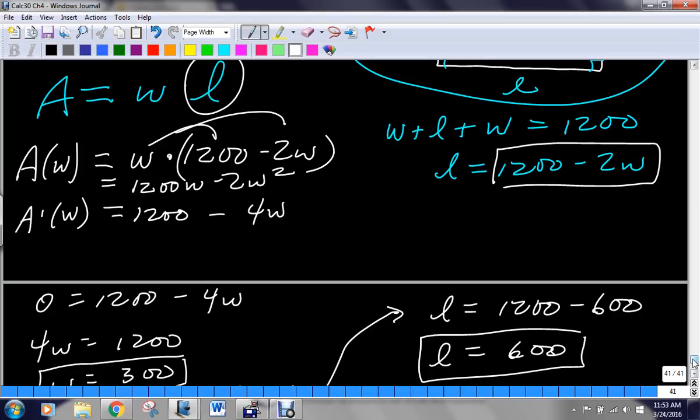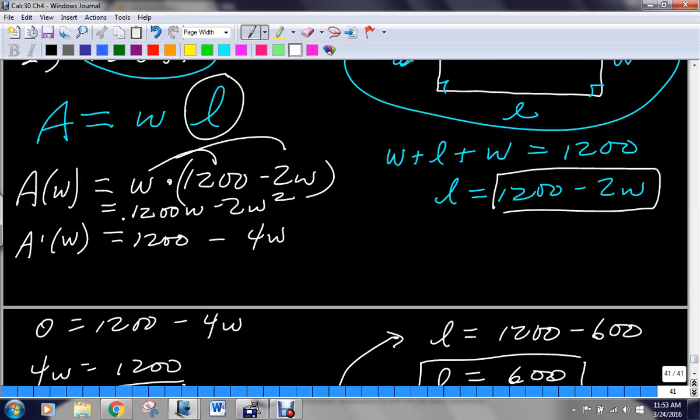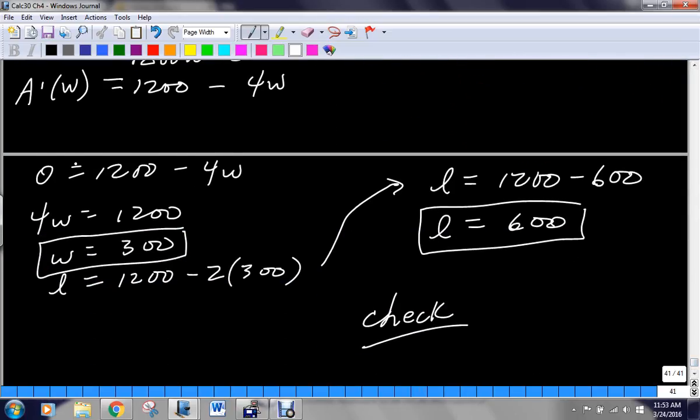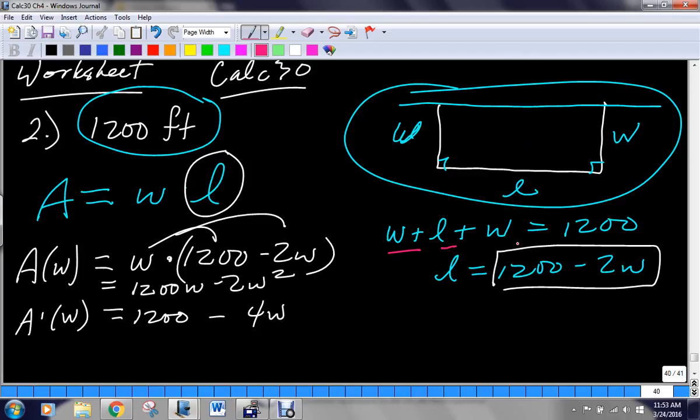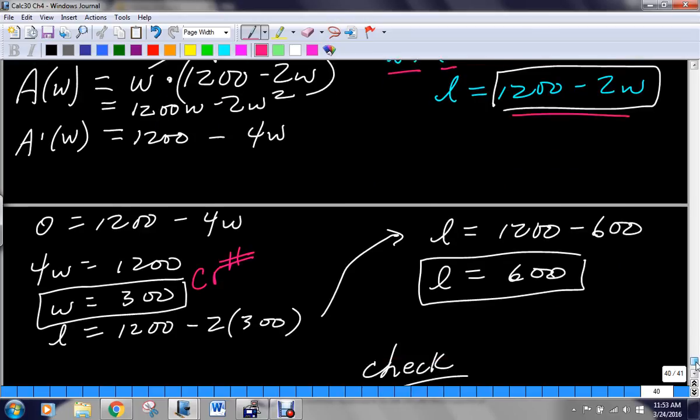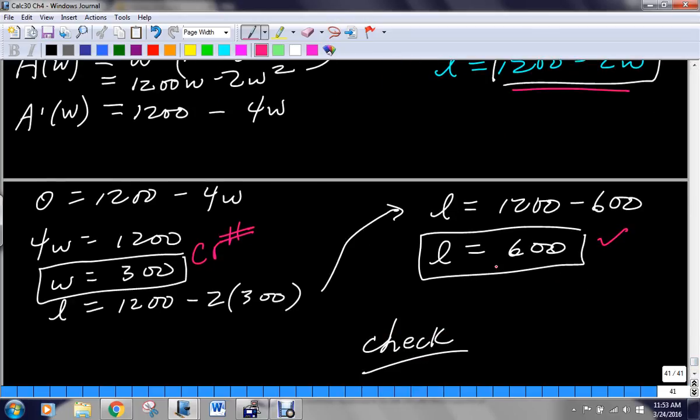All right. So what we wanted to do here is we wanted to take the derivative of this, 1200 minus 4W, and set that derivative equal to 0 and solve for W. So W gives us a critical number, right, of 300. To solve for L, you just go back and you say, hey, what was the relationship between W and L here? Right, this equation right here. So L is 1200 minus 2W. You plug that in, you should get 600 for L. Is that what you guys got? A width of 300 and a length of 600.